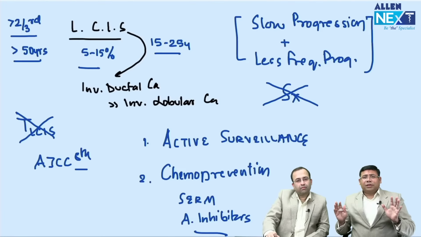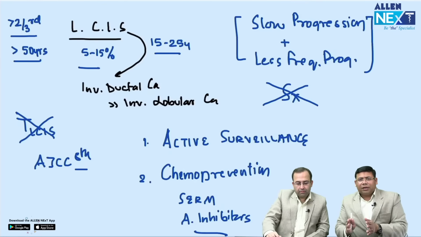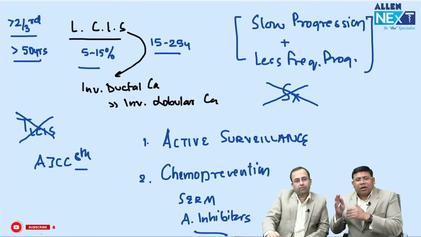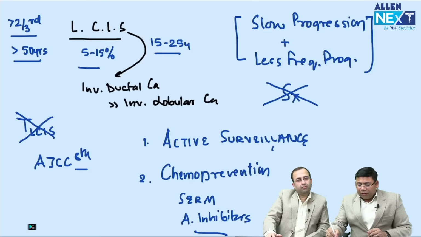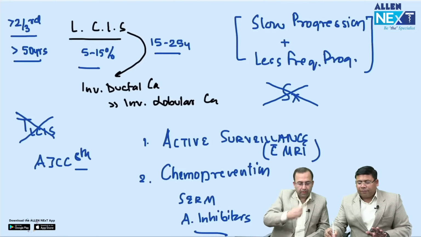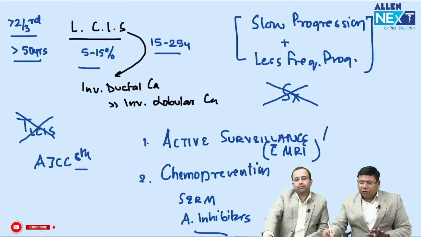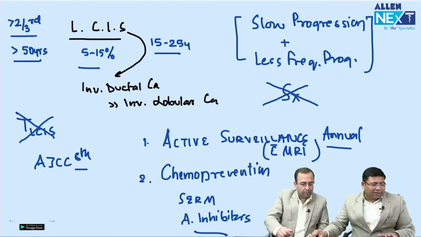Don't say that it is no more a malignancy, that it's a benign condition. No, it's an in situ condition, but it's one which is slow-growing. So we don't require it to be managed aggressively. So what is the management? Active surveillance with annual MRI. It is not detected on mammography, so MRI. Annual MRI is what we go for in these patients. So I hope the LCIS and its management is clear.